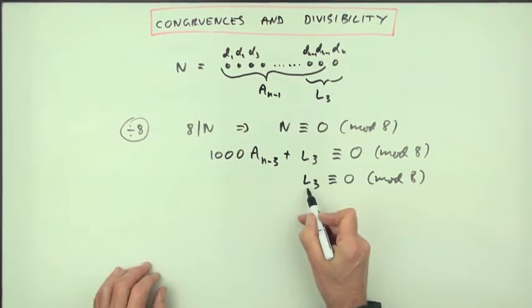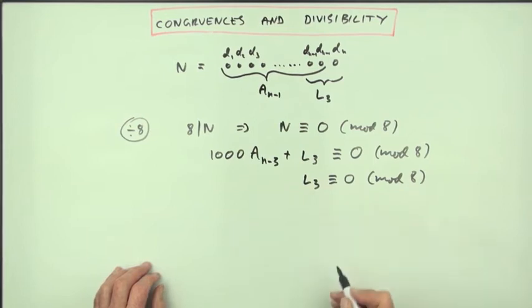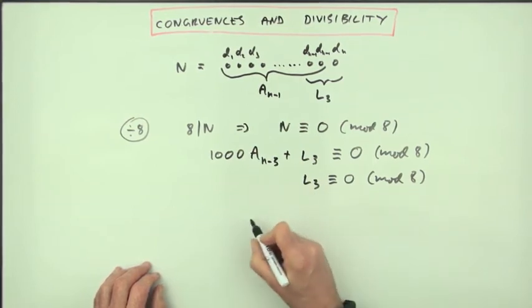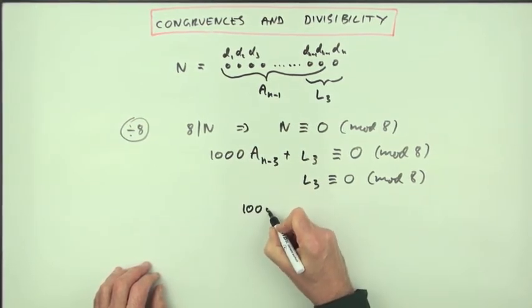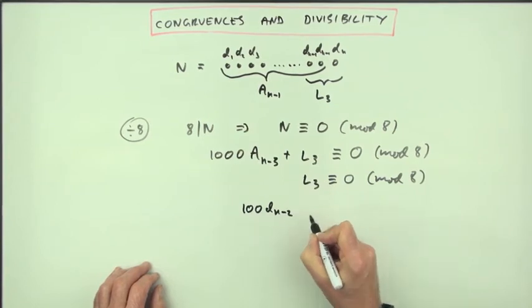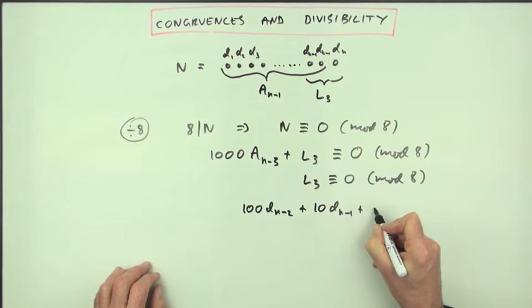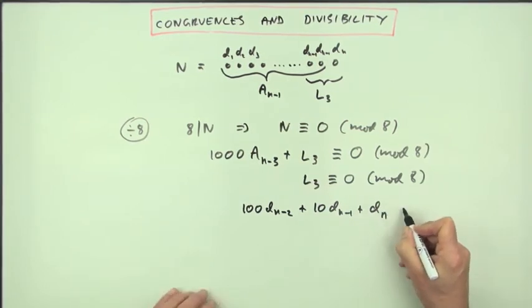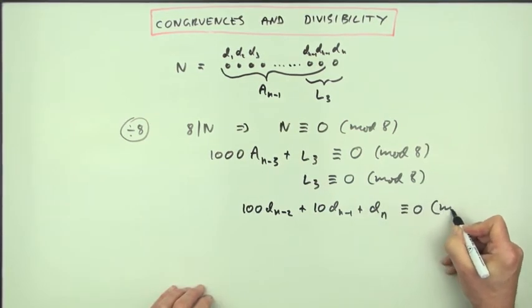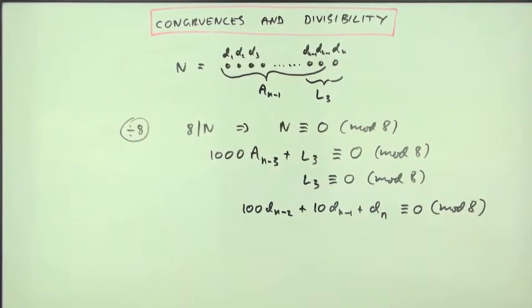You could develop that further, but it's not worthwhile. That would be the simplest way for it. You could split L3 into 100 of dn minus 2 plus 10 times dn minus 1 plus dn to be congruent to 0 mod 8. I'm just going to stop with this one though, because that's the simplest rule. Just to see if there's a more convenient pattern here, but there's not really.